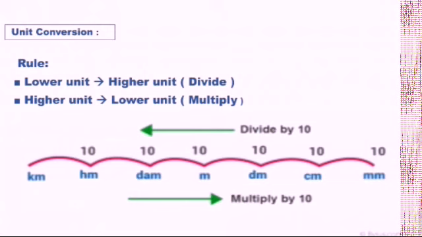Already you have learned the ladder method. There also I have told the same thing. So here I have written that when we want to convert a lower unit to a higher unit, we have to divide, and a higher unit to a lower unit, we have to multiply. See the diagram, you can easily understand that the gap between two different unit places is 10. So we multiply or divide by 10 for each gap. Okay.